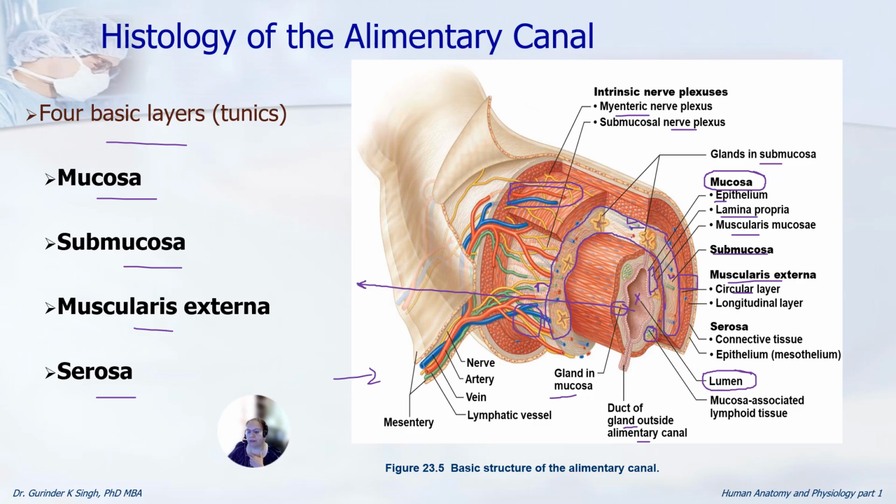Remember, the serosa has two layers. One is the connective tissue layer, and inside is the epithelium, the mesothelium region. Okay, so that was a nutshell description of all four basic tunics. They are generally present everywhere in the digestive tract, but at certain places, especially in the stomach, they may be modified a little bit.